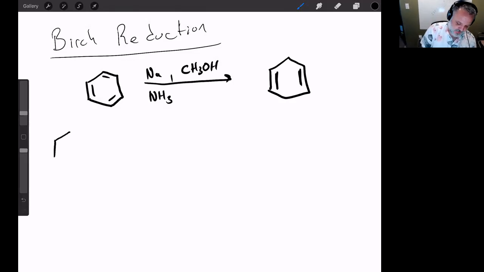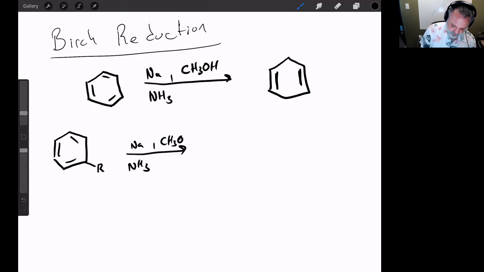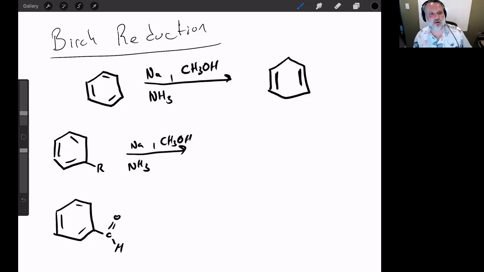Now, it turns out that if I do a Birch reduction with an alkyl group, I notice something different than if I do a Birch reduction with an electron withdrawing group. So remember, alkyl groups are electron donating through hyperconjugation. That's why carbocations are stabilized with the increasing number of alkyl groups. But what I notice when I do Birch reduction is that I get different outcomes.